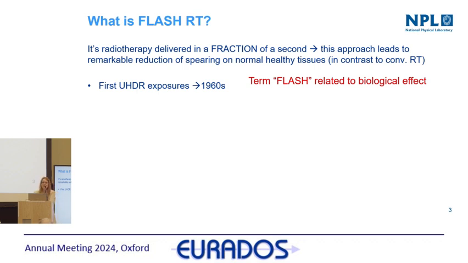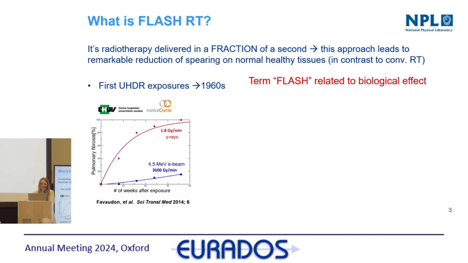Interestingly, the first ultra-high dose rate exposures date back to the 1960s. We don't often refer to those experiments, but in fact, this is the first time it was demonstrated that delivery of ultra-high dose rate to healthy mammalian cells spares normal tissues much better than delivering at conventional dose rate levels. However, for a long, long time, another 50 years, we haven't seen much work done in this field, and it was all related to the fact that we had very limited access to this type of radiation source.